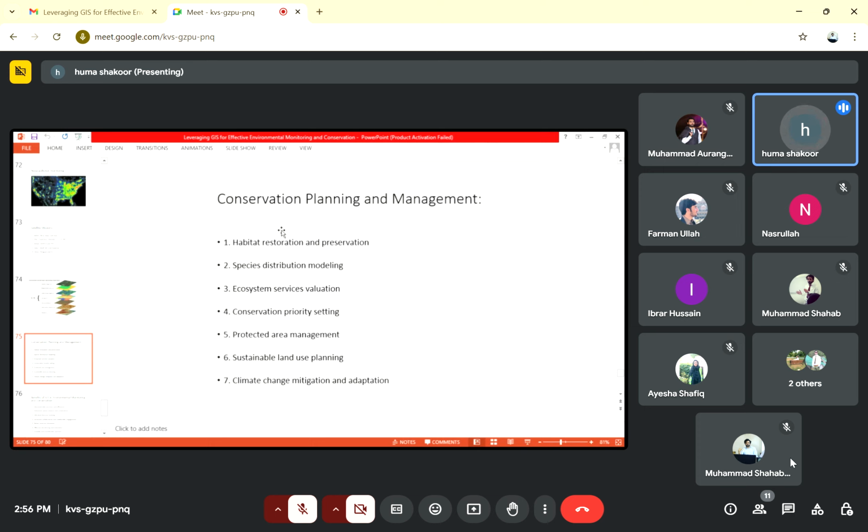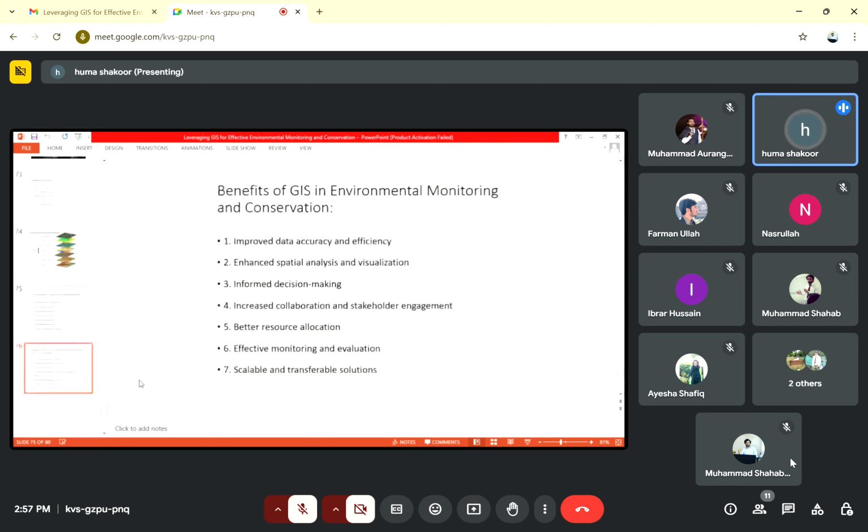So conservation planning includes the habitat restoration and prevention. Habitat of whom? Habitat of the wildlife habitats or human habitats which are affected by the environmental issues. Species distribution modeling, that you have to do in the wildlife. Ecosystem service valuation, conservation priority setting, protected area management, sustainable land use planning, climatic change mitigation, and adaptation. These are the sectors which we have to plan and manage for conservation purposes.